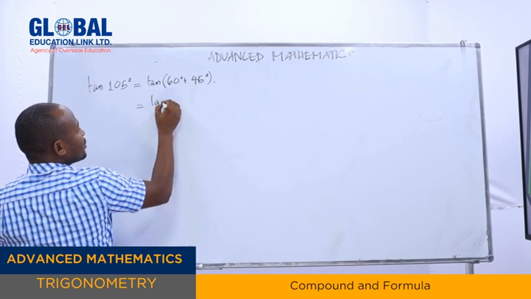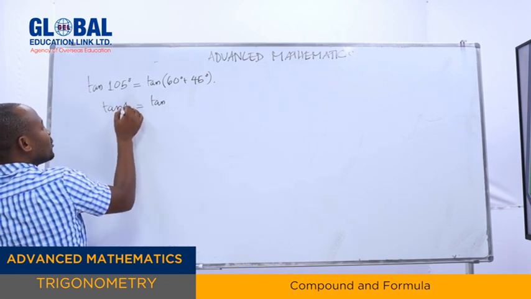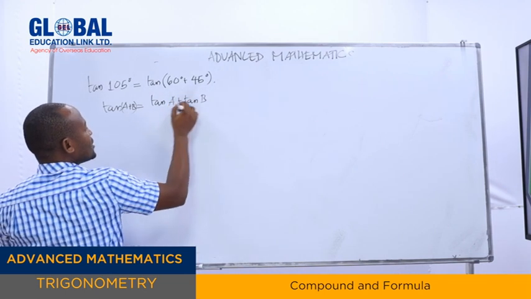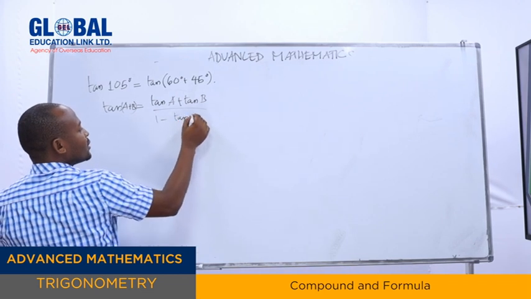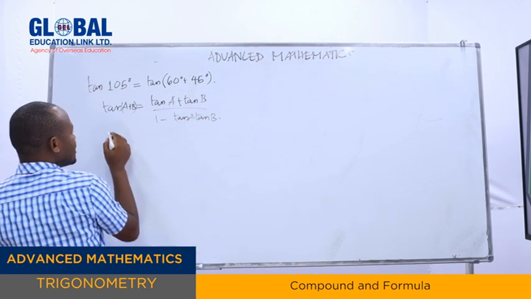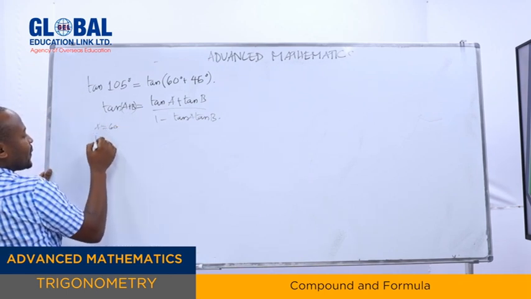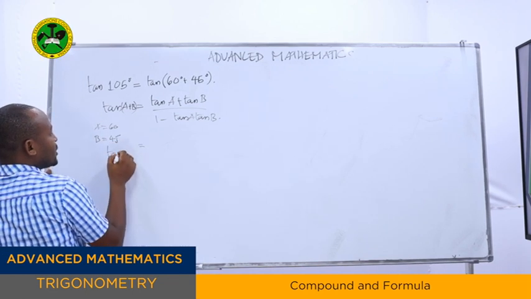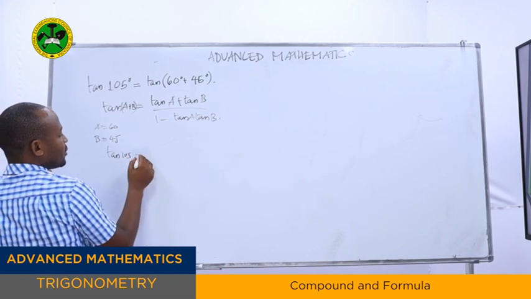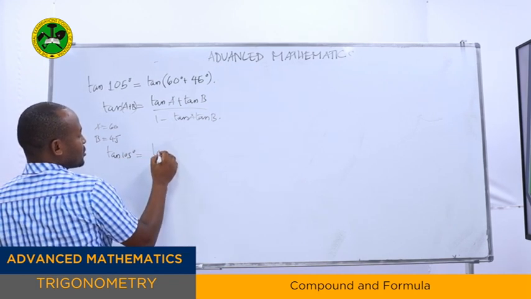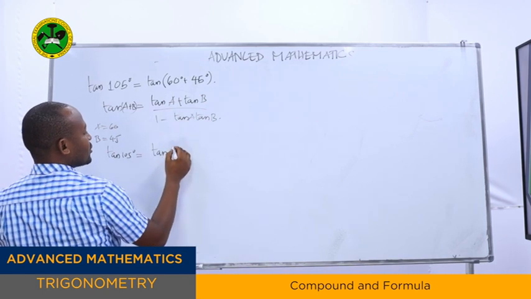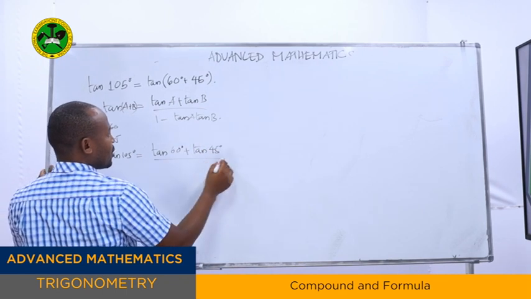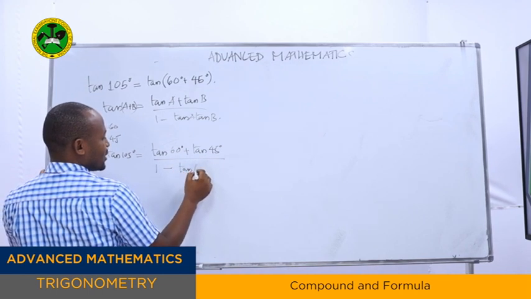We know that tan of A plus B equals tan A plus tan B over 1 minus tan A tan B. So if our A is equal to 60 and our B equals 45, we are going to be left with tan of 105 equals tan of 60 plus tan of 45 over 1 minus tan 60 tan 45.